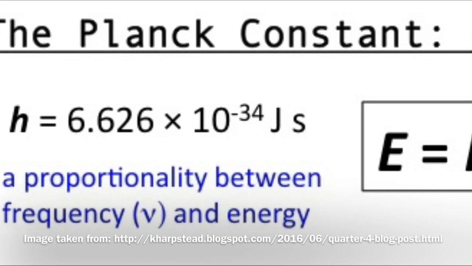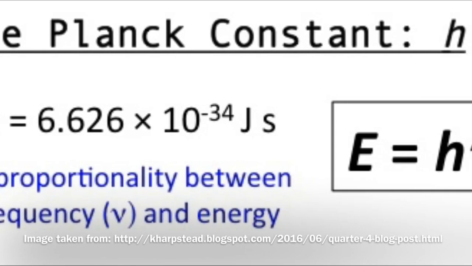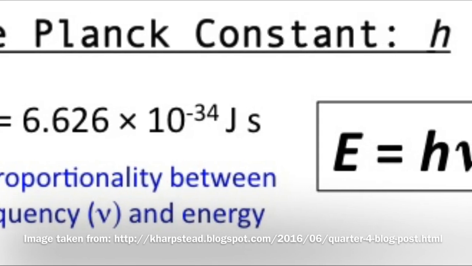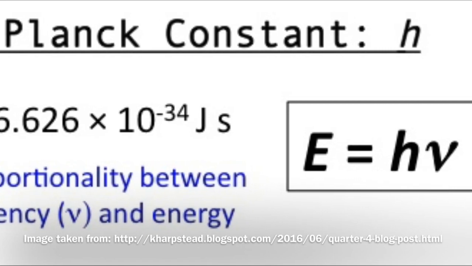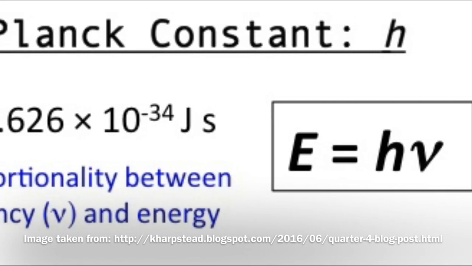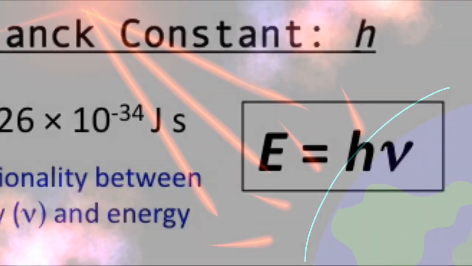Now that we have our frequency established, all we need to do is plug it into Planck's constant, otherwise known as the equation E equals h times v. H is established as Planck's constant with a value of 6.626 times 10 to the negative 34. After that, we just need to multiply it by our frequency and we'll be able to find out the true energy of a wave and how strong it really is.